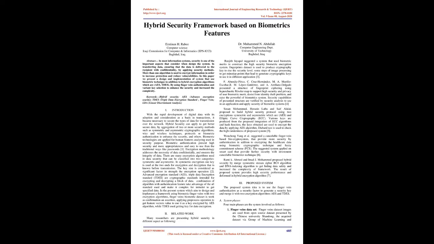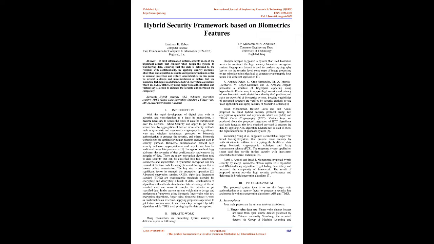Introduction. With the rapid development of digital data and its adoption as a basis in transactions, it became necessary to secure data for transmission over the network. Hybrid security can be applied to get better secure data, by aggregation of two or more security methods such as symmetric and asymmetric cryptographic algorithms, wire and wireless techniques, protocols or biometric authentication, among others. Biometric technologies are applied for analyzing human features used for security purposes. Biometric authentication presents high security and is more appropriate and easier to use than traditional ways like passwords.